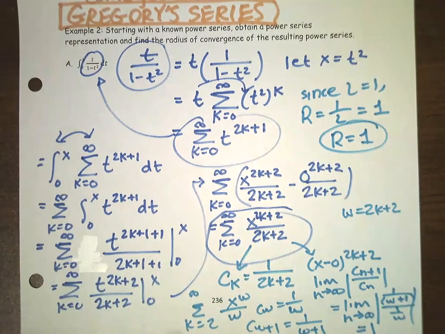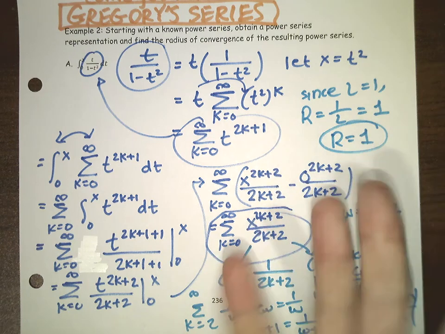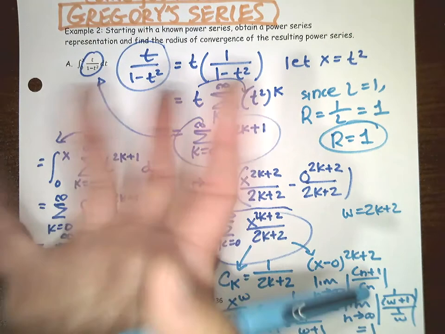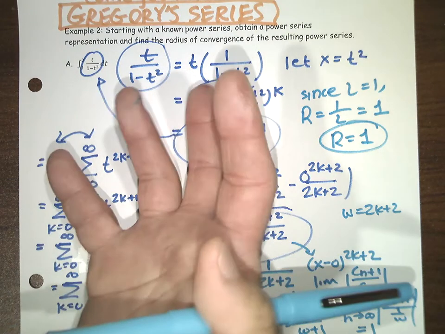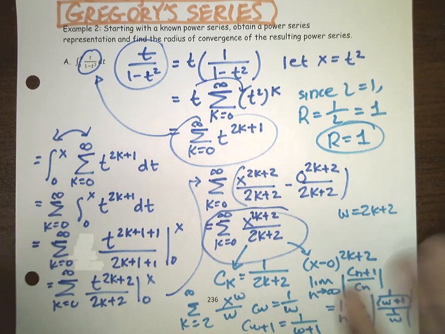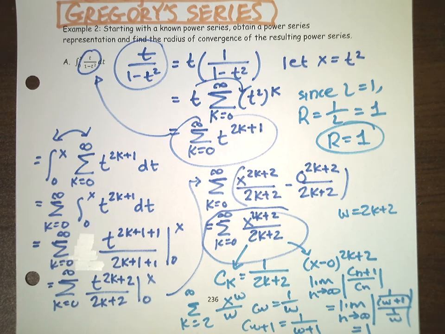All right, so there you go. The original series that we started with would have also had the radius of 1, but remember, we were dealing with the series as if we had the integral in front of it. So there we go. There is how we would do this one by starting with a known power series. So let's try another one.